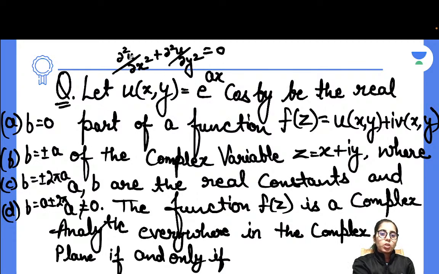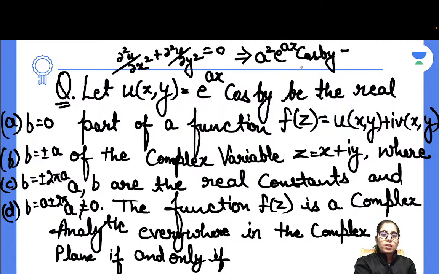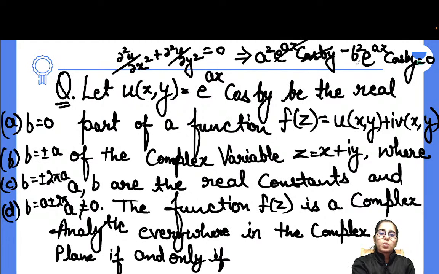You just have to put the u value there, and it's going to be a square e to the power ax cos by as it is, plus, since cos differentiation gives a negative sign and then another negative sign gives back the cos, we will have minus b square e to the power ax cos by equal to 0. So e to the power ax cos by is common, and a square minus b square will be equal to 0. Hence, you will have a equal to plus minus b, or b equal to plus minus a.